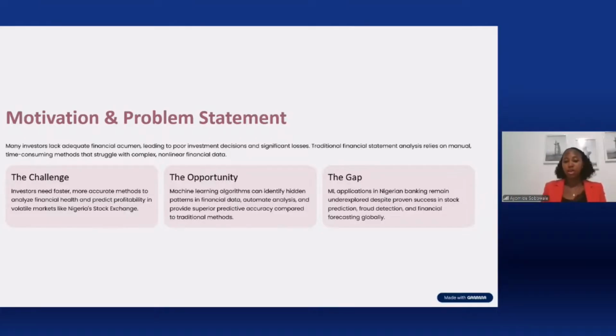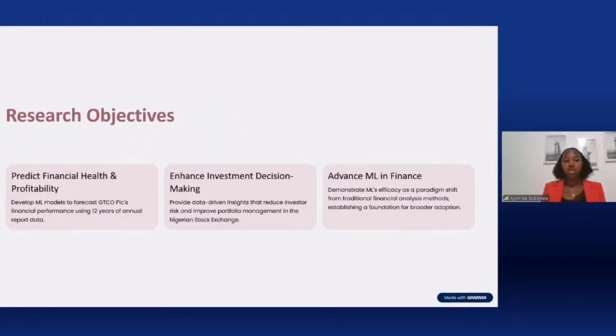So this was one of the gaps that was discovered during the search. And in this research, there are three main objectives. The first objective is to be able to predict the financial health and profitability of a stock. The main aim of this research is to develop a model that would help investors, people who are willing to invest in the stock exchange market, to predict the financial health and profitability of a company, or whatever stock they want to invest in.